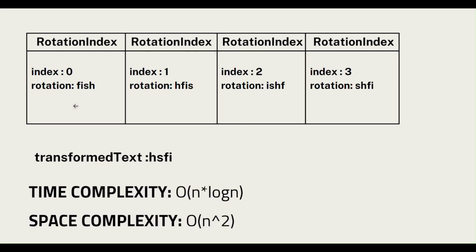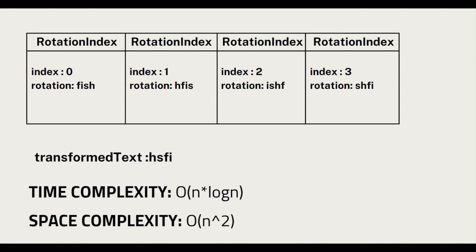And now is the final part. It takes the last character of each cyclic rotation after sorting. So here, first is H, and next is S, next is F, and next is I. So for the example fish, the transformed text would be HSFI. So now this is called the Burrows-Wheeler transform.